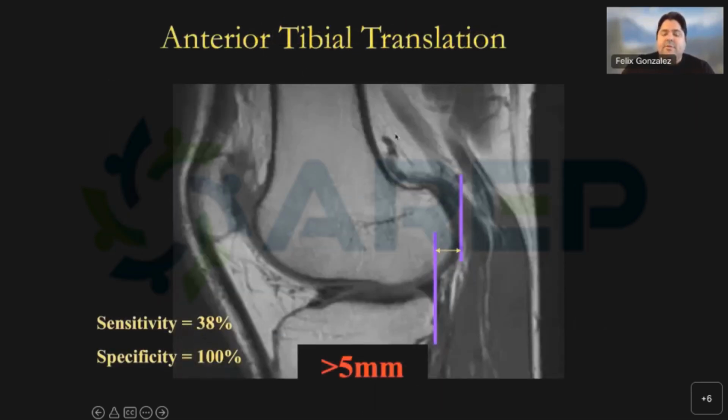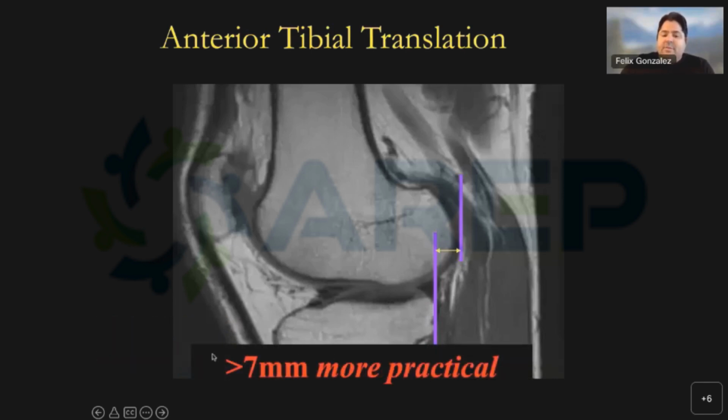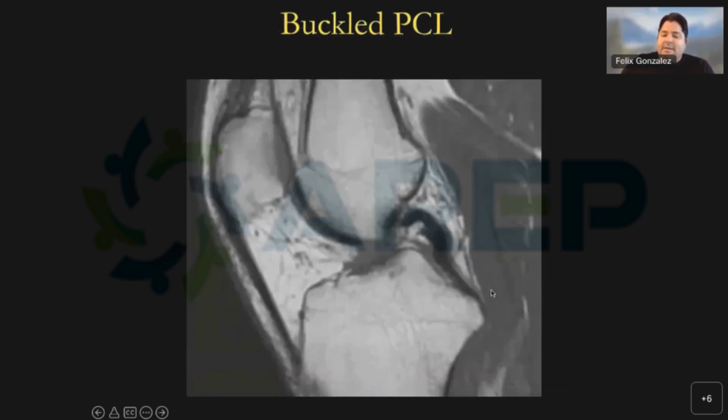So we use something called anterior tibial translation. Normally on the MRI, you can trace lines posteriorly along the femoral condyle and tibial plateau. If that distance is more than 5 millimeters, this is highly specific. It's insensitive, but it's highly specific for an ACL injury. Some people use more than 7 millimeters, which is a little more practical, but the literature says that at least 5 millimeters or more is abnormal, and it can tell you that the ACL is torn.